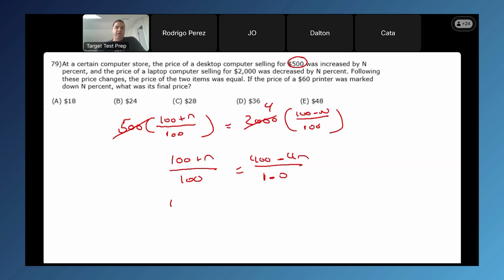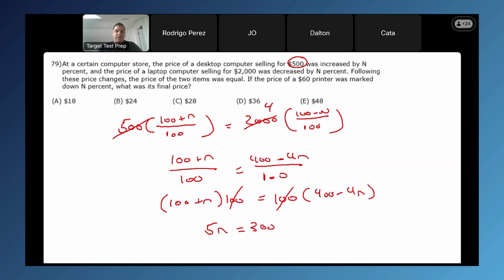Now, be smart when you're cross-multiplying. And again, if you know what's about to happen, you can do this in your head, but notice the 100 doesn't have to be distributed because it's just going to cancel out, right? So just get rid of it. And then this becomes much easier. You bring the 4n over, 5n is equal to 300, or n is equal to 60. So if it's marked down n%, you just do 60 times 0.4, which is 24, not 240.